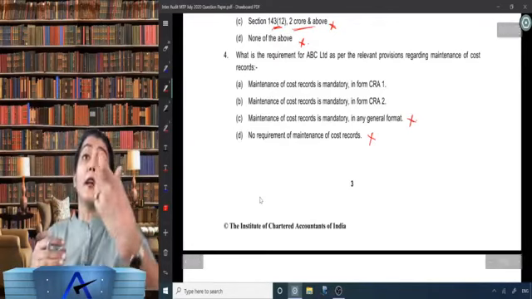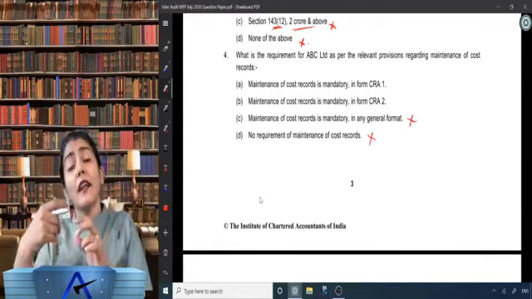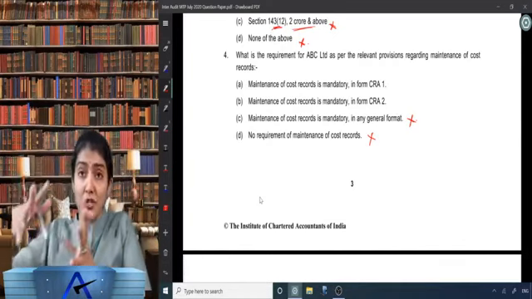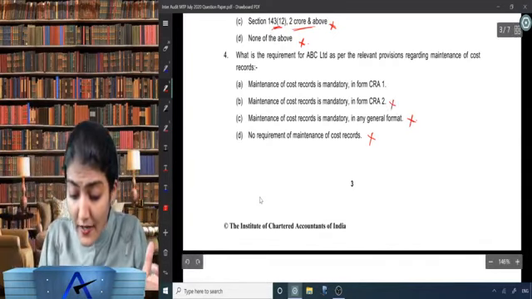So now CRA1 or CRA2. CRA2 is regarding the information regarding the appointment of the auditor. And CRA1 is regarding the maintenance of the cost records.